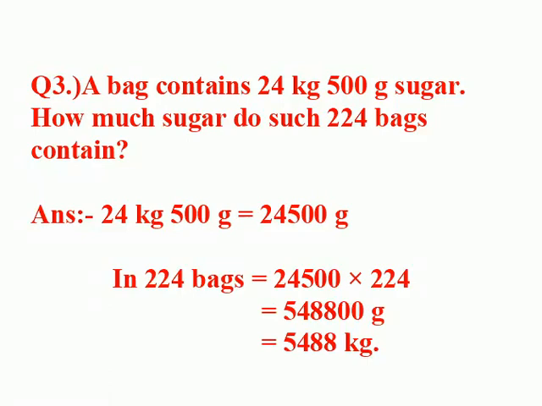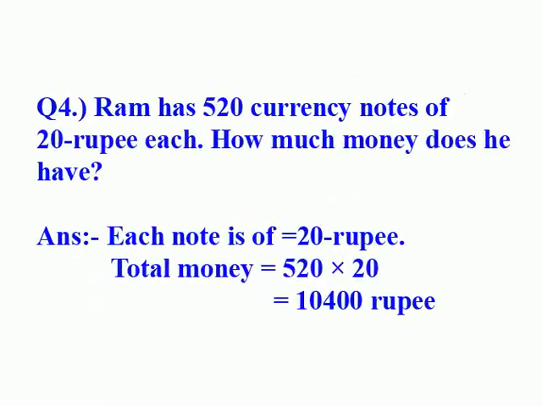Now let's discuss the next question, question number 4. Ram has 520 currency notes of 20 rupees each. That means there is a person whose name is Ram. He has 520 currency notes, and each currency note is of 20 rupees. So how much money does he have in total, that you have to find out.